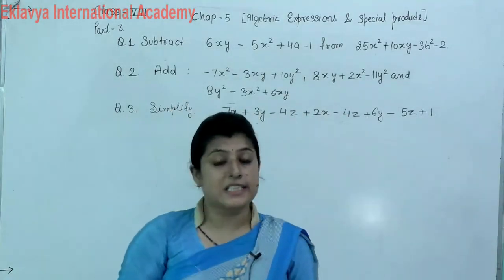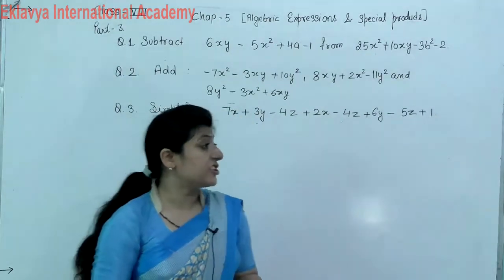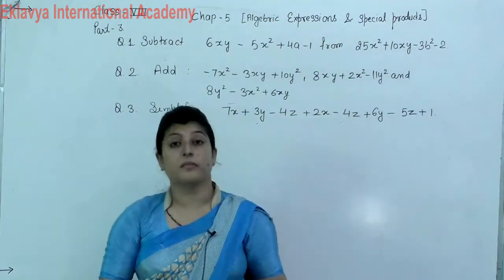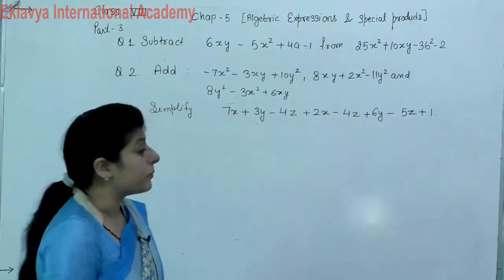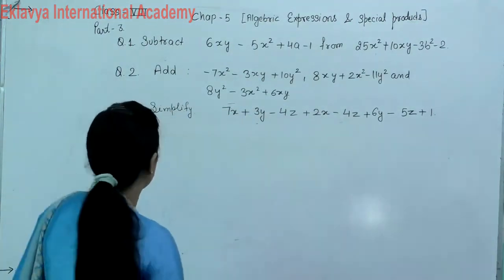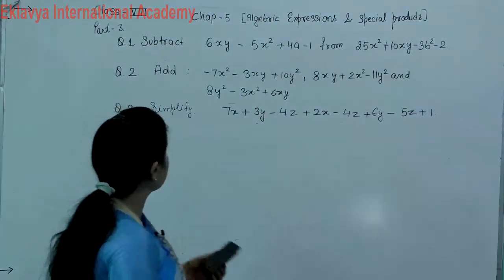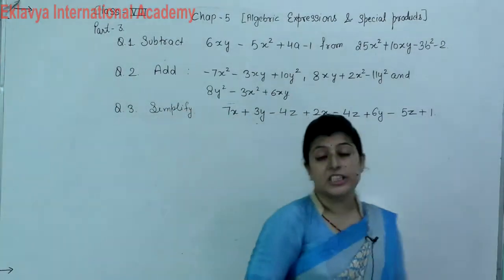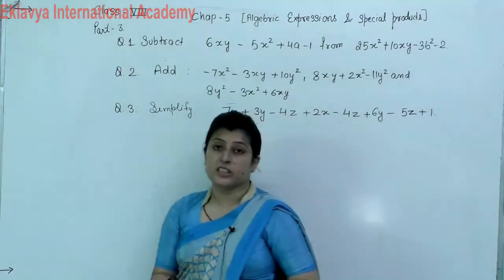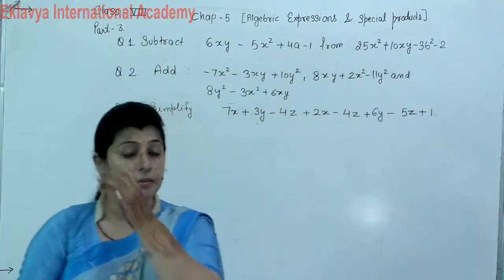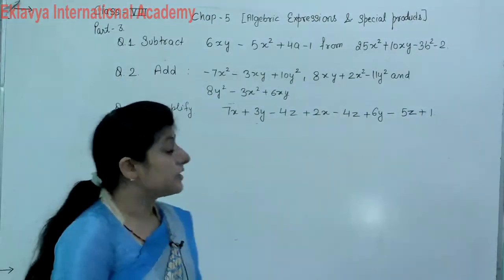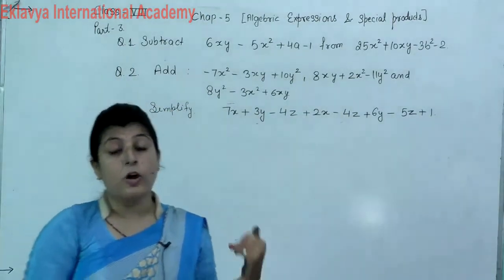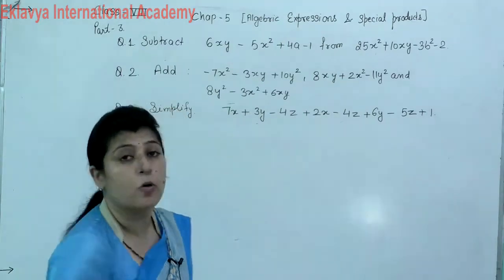Today we will discuss again the subtraction and addition, some more examples based on the addition and subtraction of a polynomial. See here, there are three questions related to addition and subtraction. In the last lecture we discussed the horizontal method of subtraction. Here we will check the column method of subtraction, how we will do it.